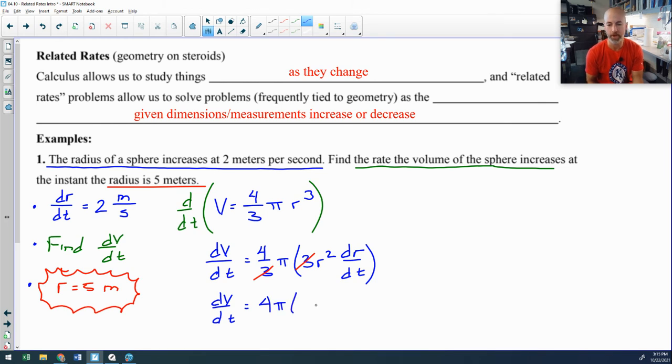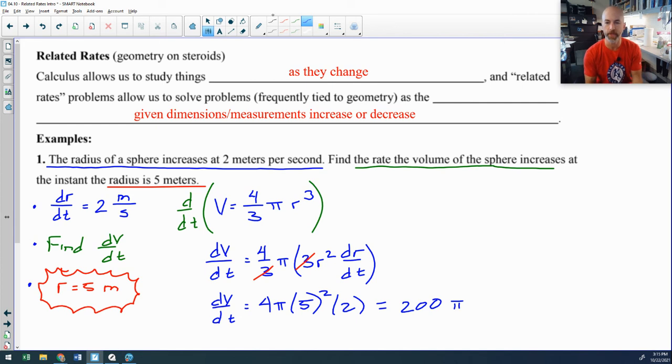r squared, which is 5. Now I can plug the 5 in. I can plug that 5 in now that I've taken the derivative. And dr/dt is 2. And that ends up being 4 times 25 times 2. That is 200 pi. And then I always want to include units in my answer.